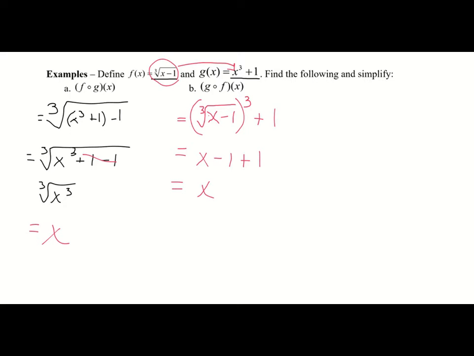Now, this is a good example to look at. Sometimes they will both simplify to x, and what this means, and we're going to talk about this more in the coming slides, is that these two functions are inverses of each other. We know they're inverses because if we do the composition of each, f composed with g and g composed with f, and they both simplify down to a single x, that means that they are inverses of each other. So keep that in your mind when we talk about it later on.